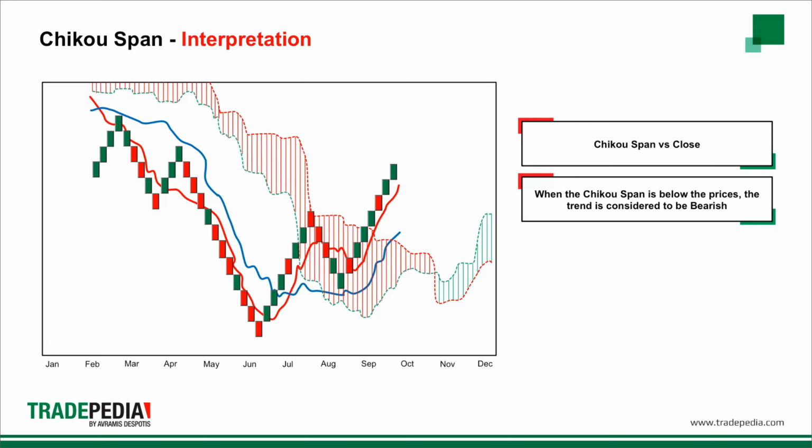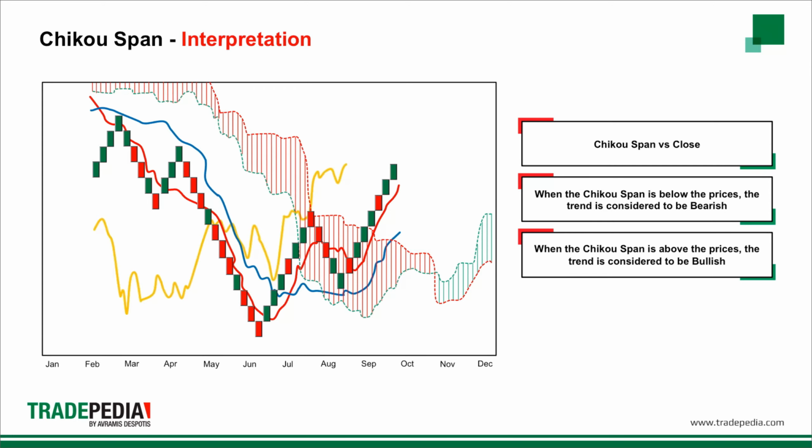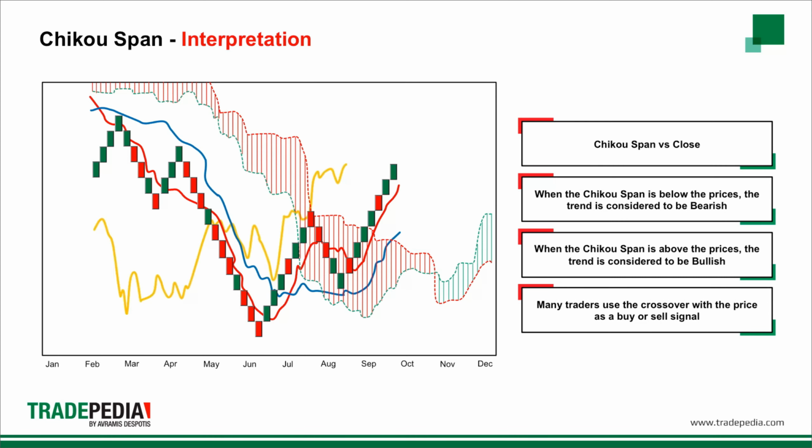Usually when prices hold above, for example, your moving average, things are considered to be bullish. But for Chico span, it's the other way around. When the Chico span is above prices, the trend is considered to be bullish. So this is bullish, because Chico span is holding above price. And when it's below price, the trend is considered to be bearish.